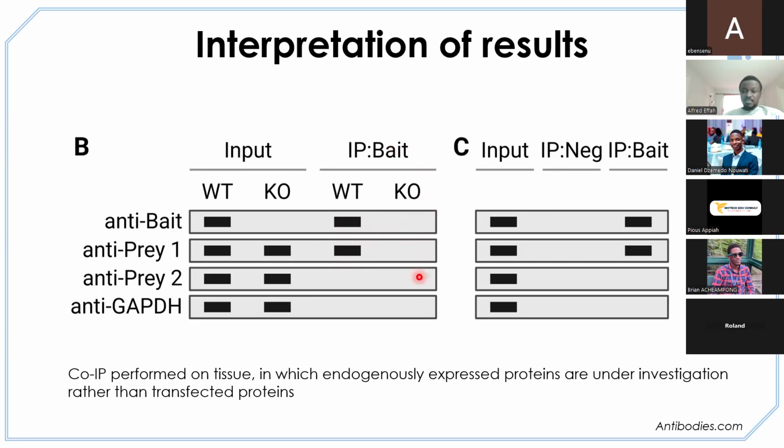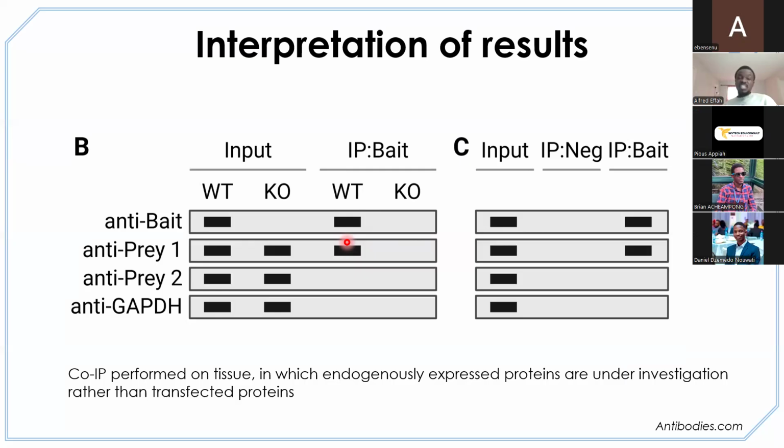So this confirms that this is a negative control, confirms that indeed there was an interaction between the bait and then protein 1 and nothing else. So that is how it's done. So when you have any proteins that are endogenously expressed in a particular tissue, you can perform some of these experiments to see whether some proteins were interacting or not.